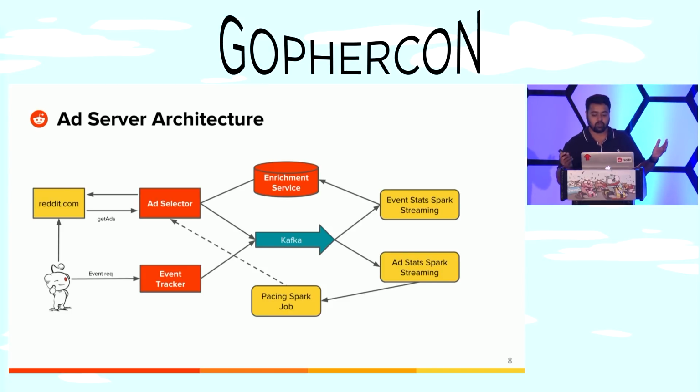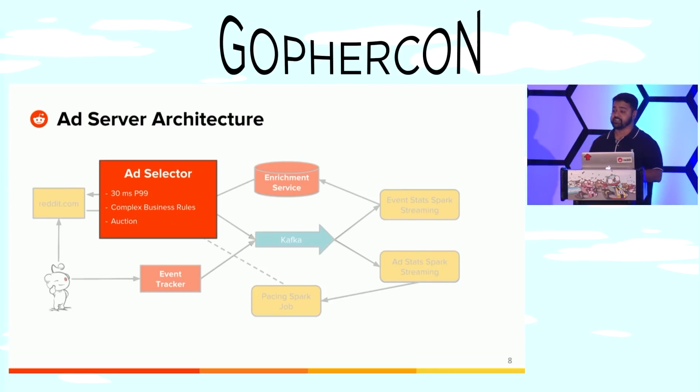So we've seen a few services here, a few Spark jobs. Let's look at what the Go services look like. The first service that's written in Go is Ad Selector. Its requirement is to respond back with an ad in under 30 milliseconds. It gets an ad request for every single request that goes to Reddit, so it has to deal with all of that. We've put it under a load balancer. We can scale it up when we need to.